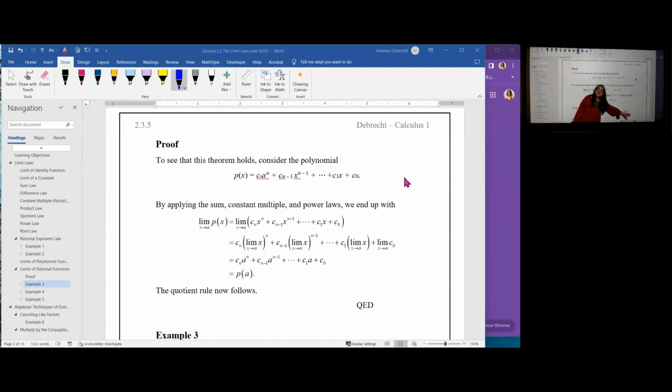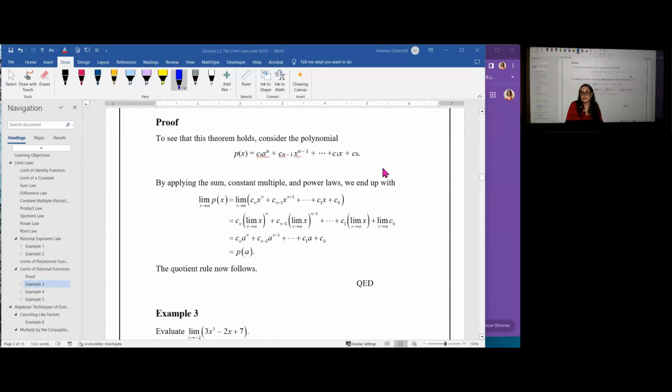Now this QED at the end signifies that we've reached the end of the proof. It's Latin for quod erat demonstrandum, which means enough has been shown, or I'm finished. In grad school, we said quite enough, well, I'll let you finish it.